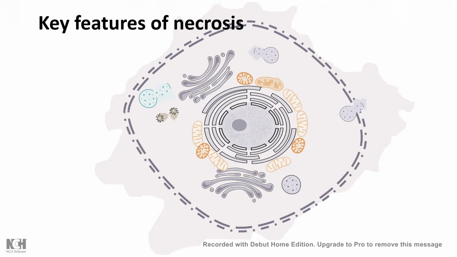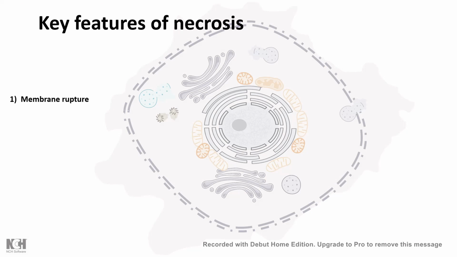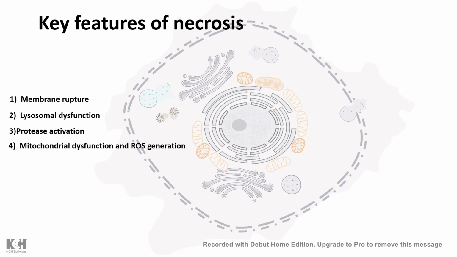Now, let's just summarize the key features of necrosis that we have learned so far. So first, we have seen the membrane disruption is very unique for necrosis, which does not take place in apoptosis. Lysosomal dysfunction, protease activation like calpains and cathepsins, mitochondrial dysfunction, and ROS generation are hallmark features of necrosis. Then necrosis is always associated with an inflammatory response and other immune component activation. So that pretty much summarizes the molecular and cellular features of necrosis.